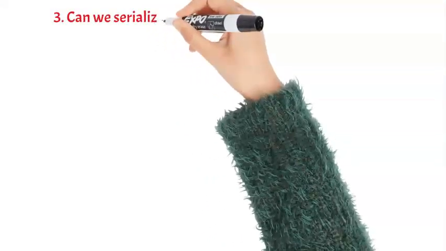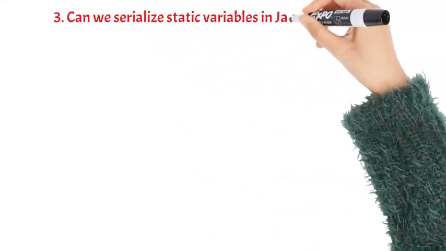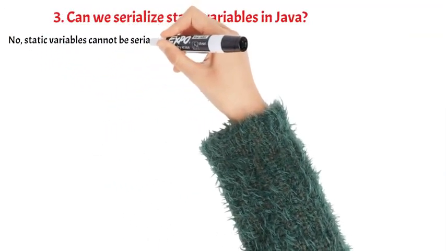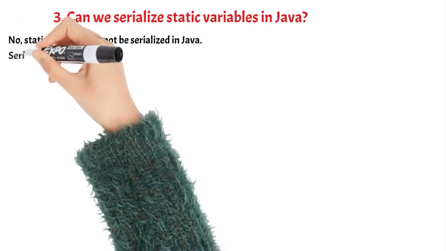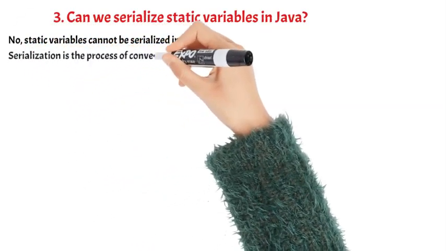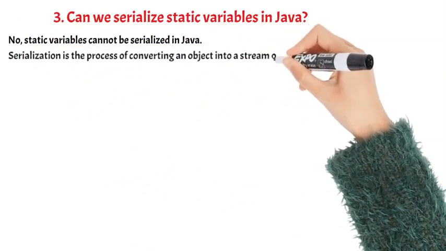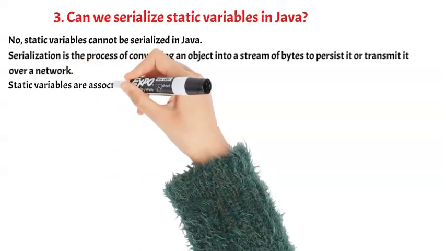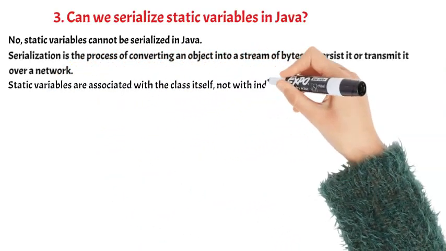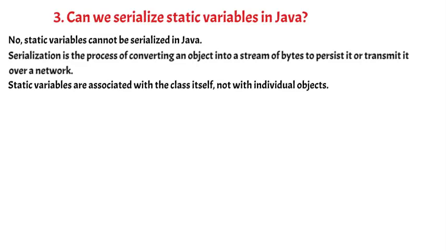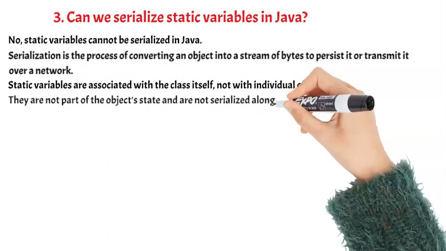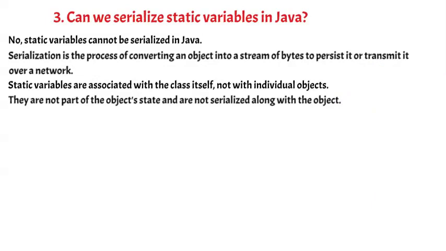3. Can we serialize static variables in Java? No, static variables cannot be serialized in Java. Serialization is the process of converting an object into a stream of bytes to persist it or transmit it over a network. Static variables are associated with the class itself, not with individual objects. They are not part of the object state and are not serialized along with the object.